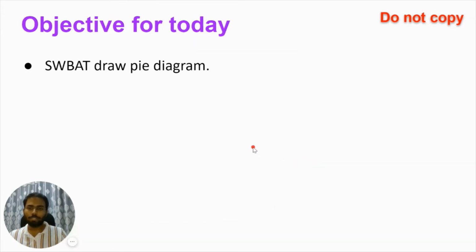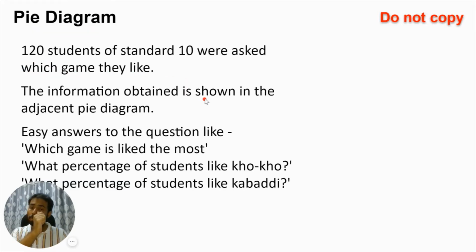So our objective for today is that students will be able to draw a pie diagram. So what is a pie diagram and what are the advantages of drawing one? Say, for example, we conduct an experiment where 120 students of standard 10 were asked which game they like.